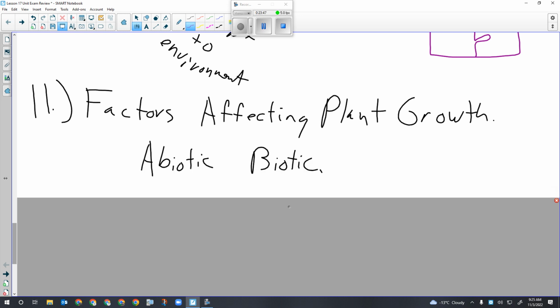Okay, so abiotic factors, those are things like water, temperature, light, soil. Biotic factors were predaceous organisms, infections, fungal, parasitic stuff, things like that. Competition from other plants.